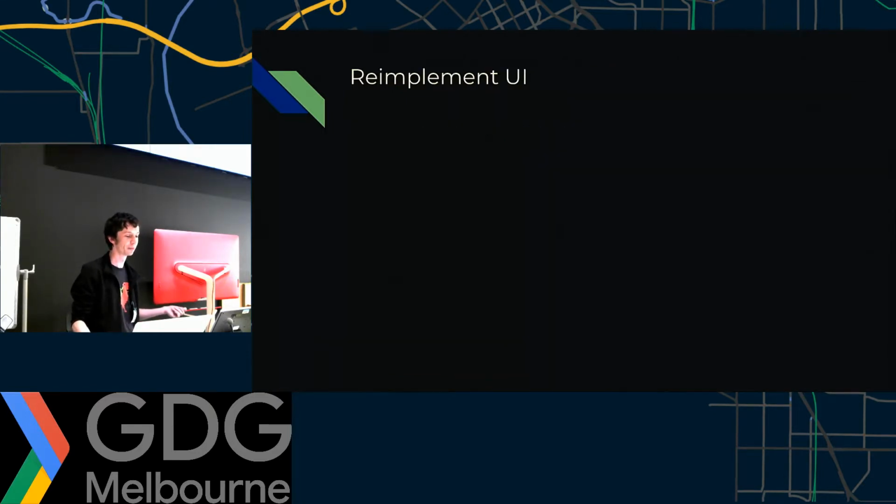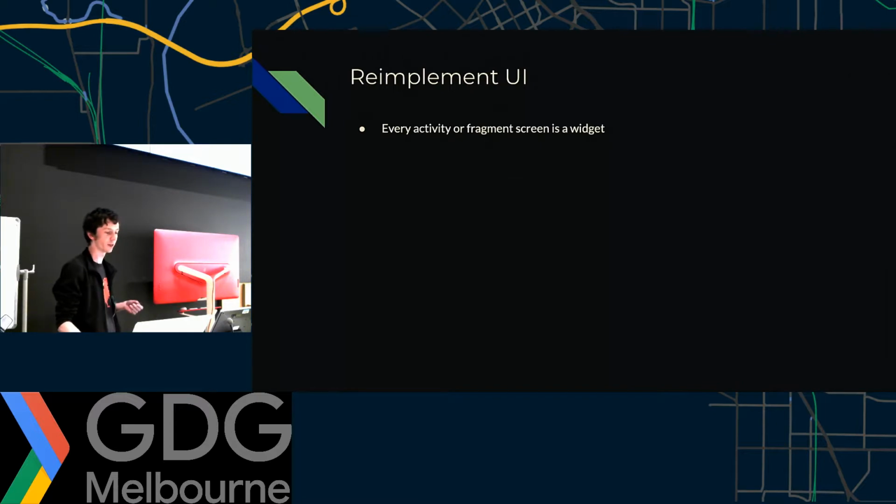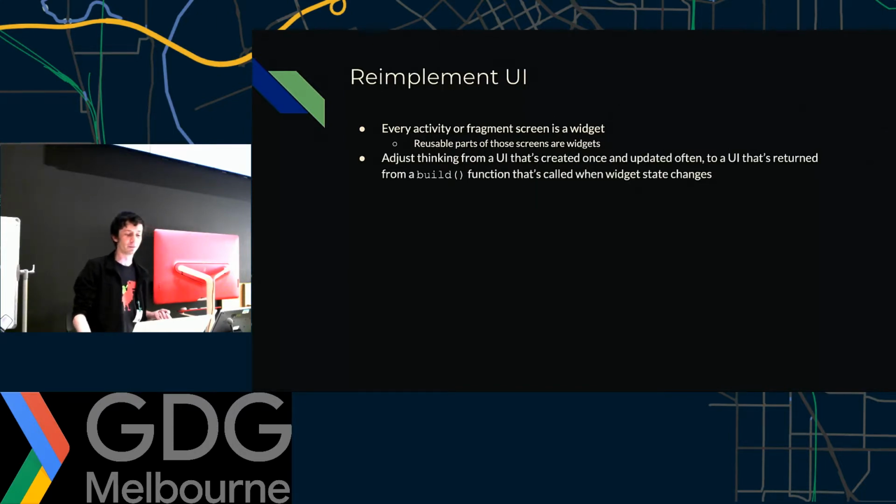Reimplement UI. So all of your activities and fragments are now widgets. Reusable parts of those are also widgets. Everything is a widget. You have to adjust your thinking from a UI that's created once from XML and then updated as things change to a UI that's returned as a function as part of the build method. That's called when any of its state changes.